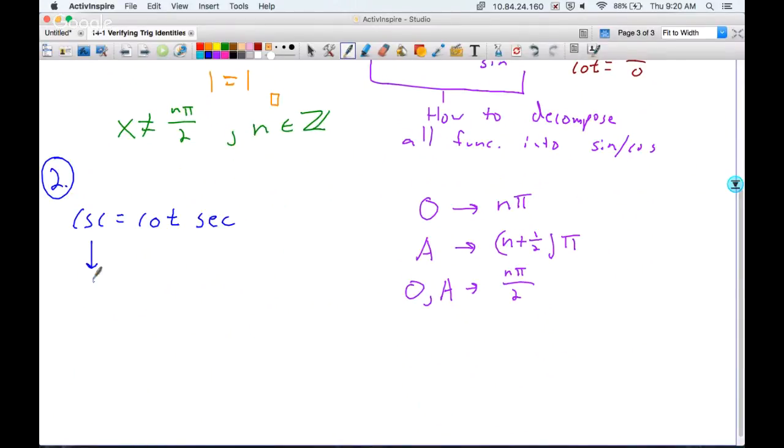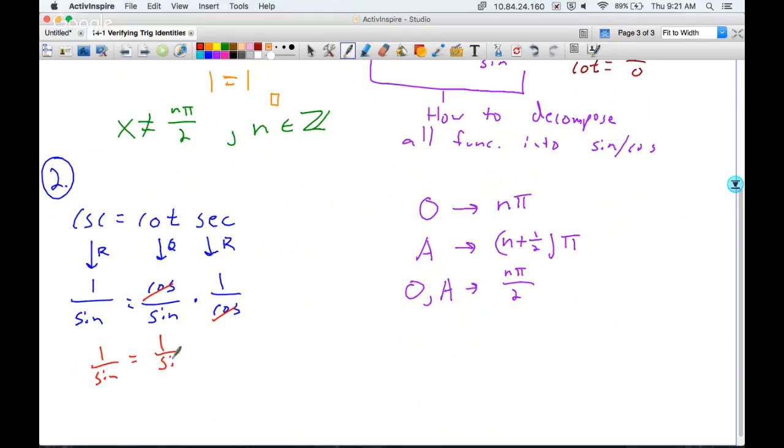Decompose. Cosecant becomes 1 over sine. Cotangent becomes cosine over sine. That was a quotient identity. That was a reciprocal identity. Secant, we'll use another reciprocal identity to rewrite that as 1 over cosine. Cosines cancel. 1 over sine equals 1 over sine. Left equals the right. We write our box.